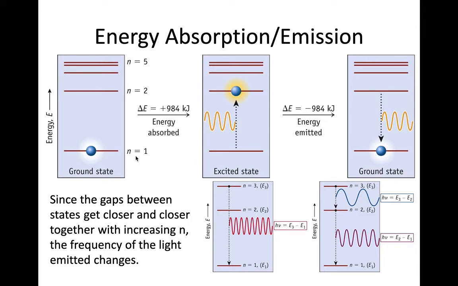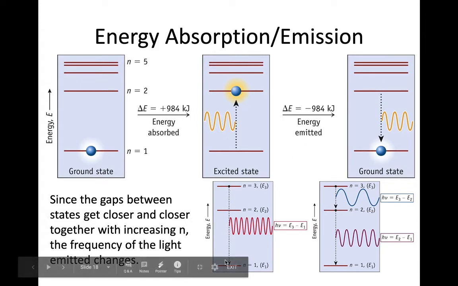Since the gaps between states get closer and closer as our principal quantum number increases, as we get farther away from the nucleus, the frequency of the light that is emitted changes. So if we're going from n equals 1 to n equals 2, that was a very large energy gap that needed to be overcome. And so we'd have to input that energy to allow the electron to make that jump. If it then falls back down, it needs to emit that exact same amount of energy because it is only allowed to have a very specific energy value to be in either of these shells.